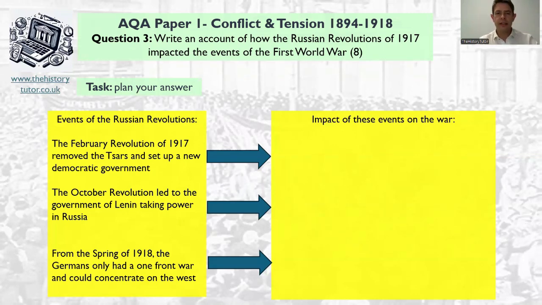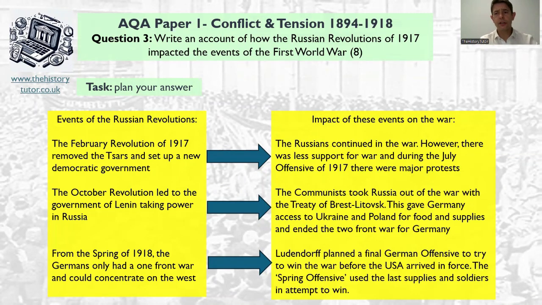So here's the impacts then. The Russians continued in the war, of course, after the First Revolution. However, there was less support for this. One of the reasons why the Tsars obviously lost power was the war, so people weren't massively supportive of it. And when they did a big offensive in July 1917, there were big protests across the major cities of Russia. That led to the October Revolution, where Lenin took control, and Lenin did not want to be in the war, as I stated. So this led to the Treaty of Brest-Litovsk, and Russia left the war.